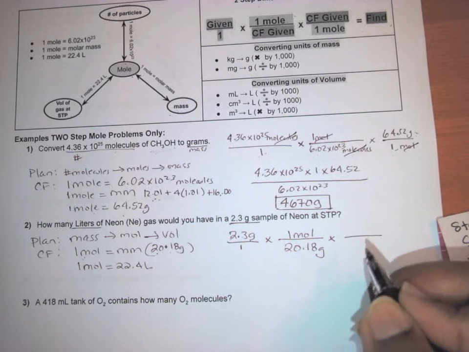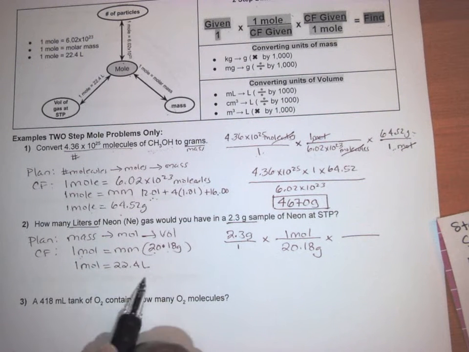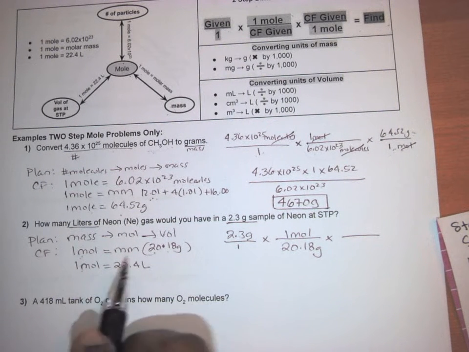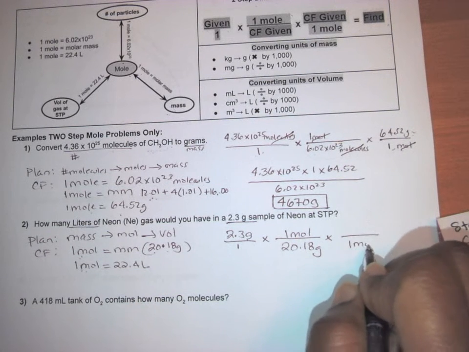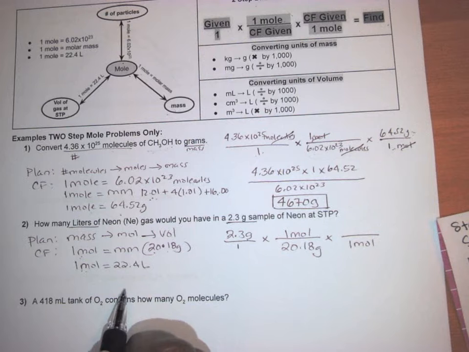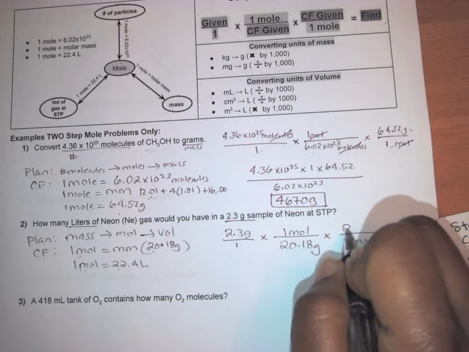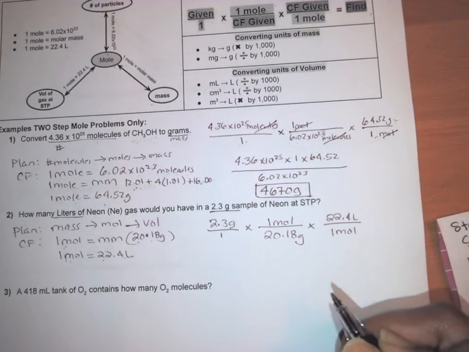Now my second conversion factor fraction is going to come from my second conversion factor. So in this case, I want to cancel out the moles. So the 1 mole goes on the bottom. And I want to put the 22.4 liters on top, since that's what I'm trying to find.